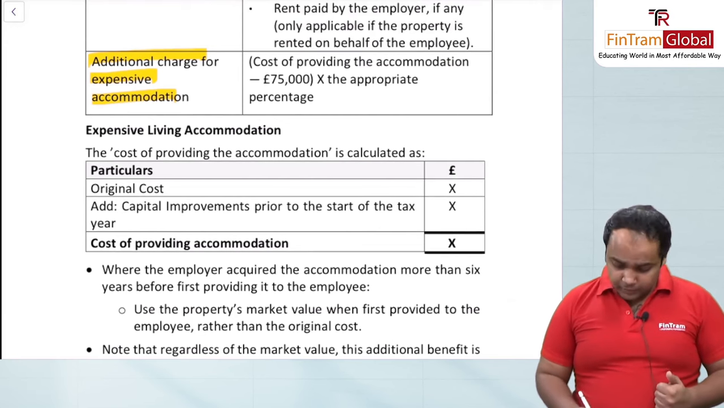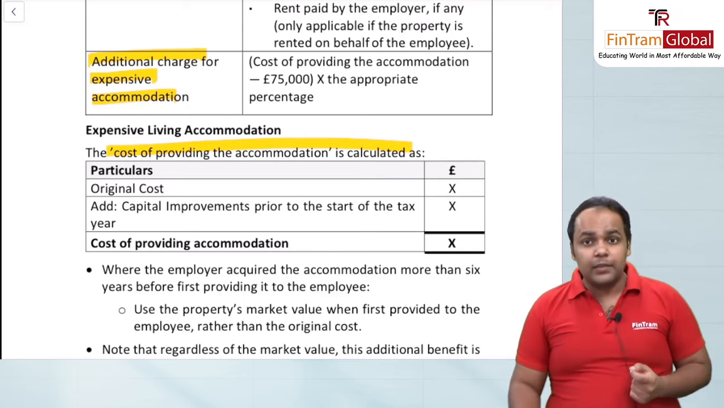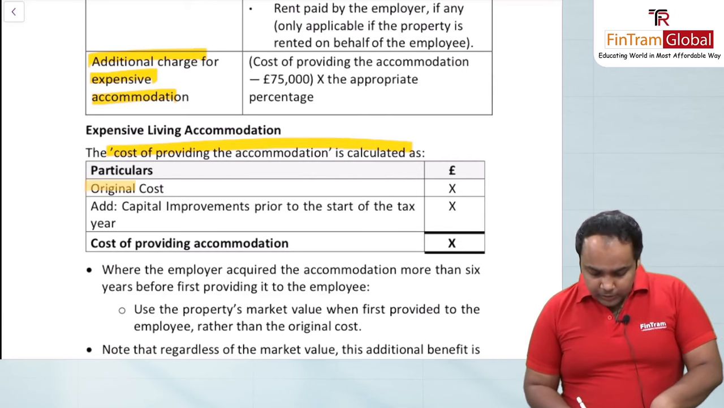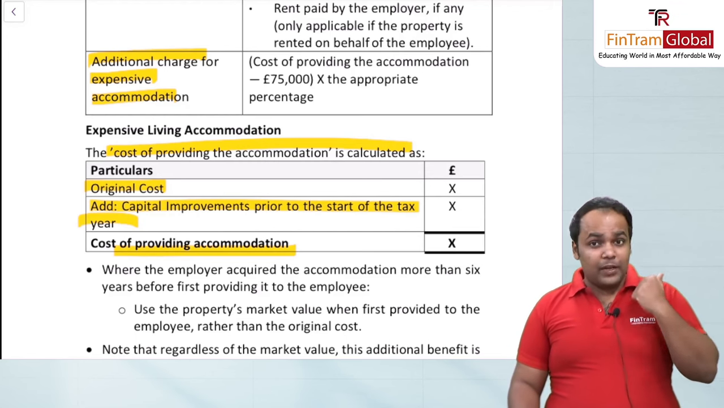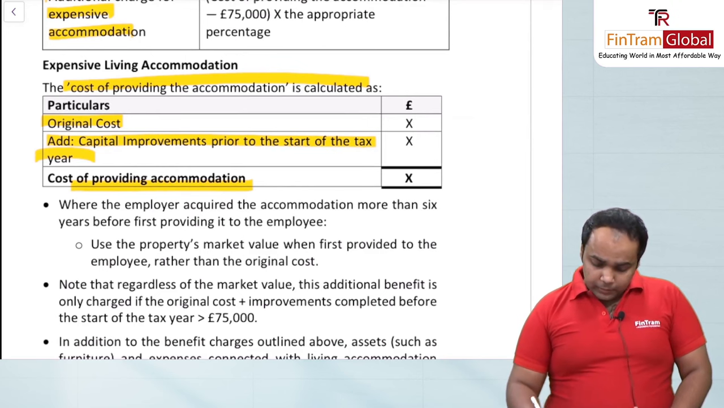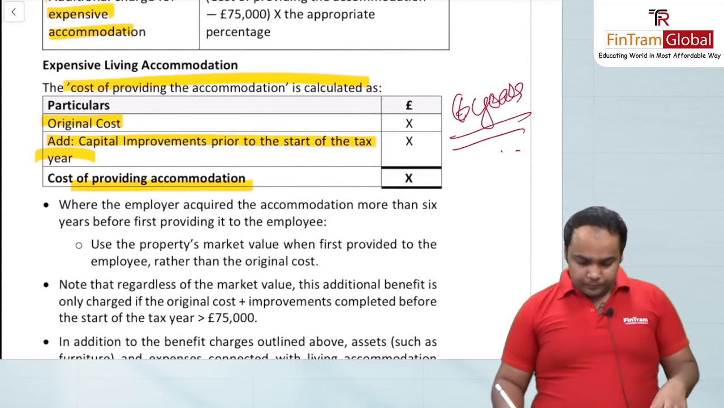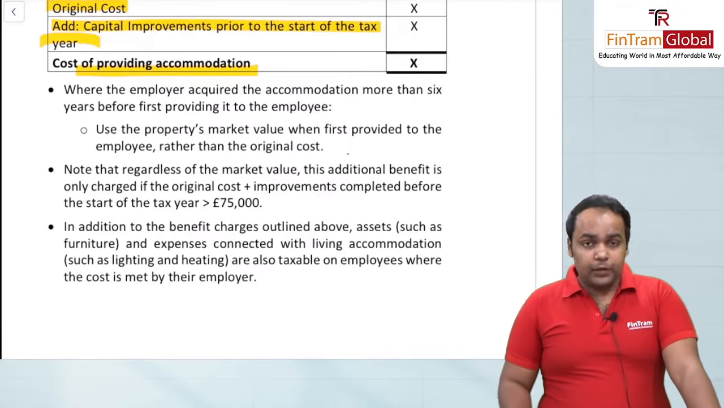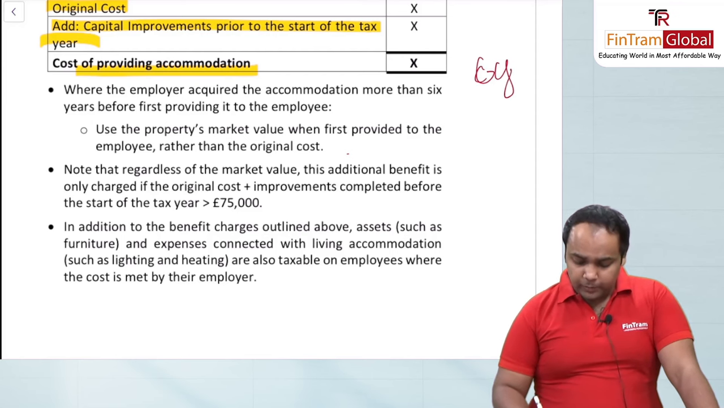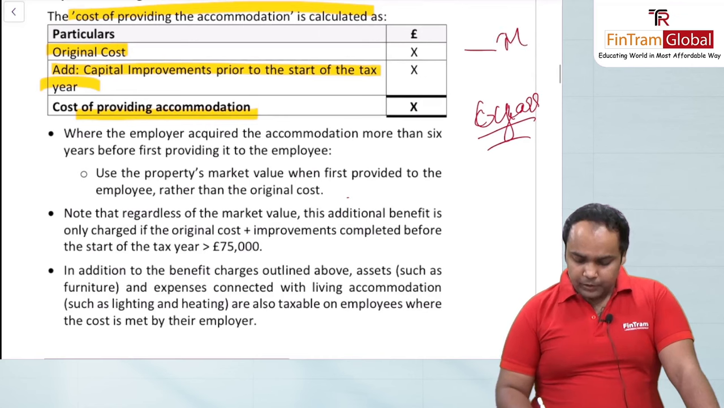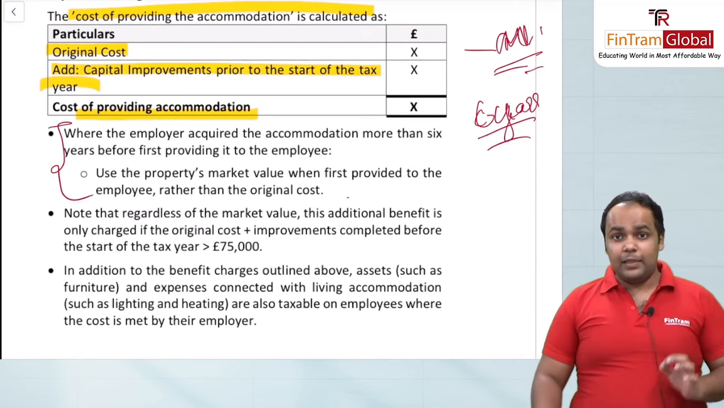Now remember, again, cost of providing the accommodation, you need to remember how you calculate it. This will be a very important part of your workings if you encounter such a question. The original cost plus the capital improvements prior to the start of the tax year is the cost of providing the accommodation, where the employer acquired the accommodation more than 6 years before first providing it to the employee. Now remember, guys, if the employer acquired the accommodation more than 6 years prior to making it available to the employee, we use the market value instead of the original cost. All of these things will have to be remembered. Again, these are very important things, little things that may be missed in the exam. It's important that you don't.